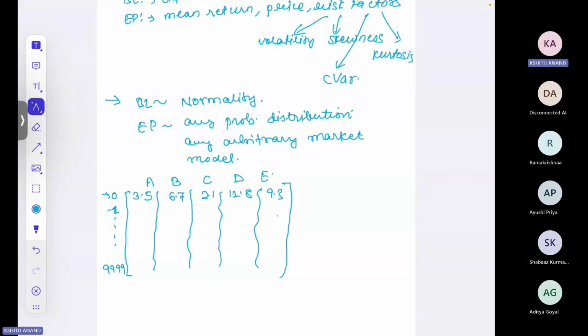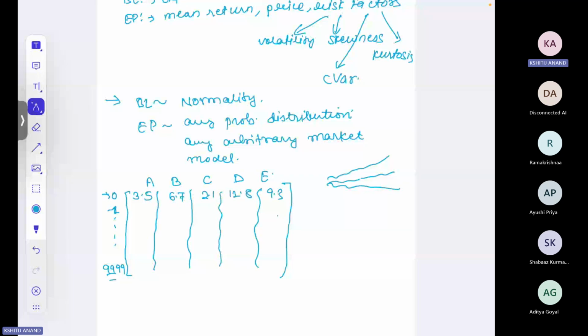So what does scenario mean? Scenario basically means different paths that the market can follow. You are running a simulation: what will happen if the market follows this path? What will happen if the market follows that path? So you are creating different scenarios. Here you are creating 10,000 scenarios, and by creating 10,000 scenarios you are getting 10,000 different returns for A.